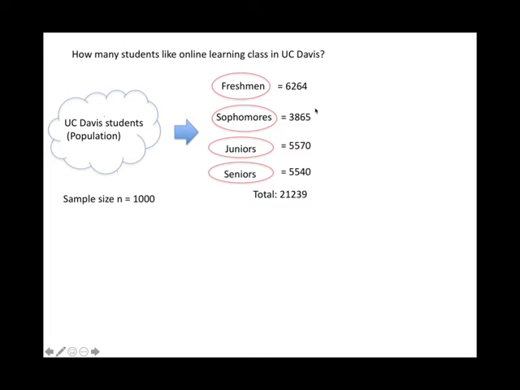So you can see, this time I have a different number for each subgroup, and I want to pick 1,000. So what I'm going to do, I'll be using this formula. I'll use the number of freshmen, 6,264, divided by the total number of students, and then multiply by my sample size, which is 1,000, rounded to the whole number. So that means I'm going to use the simple random sample to pick 295 students from the freshmen. Okay, I want you guys to try to calculate how many students we need to pick from the sophomores, juniors, and seniors.